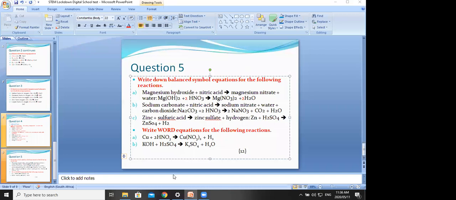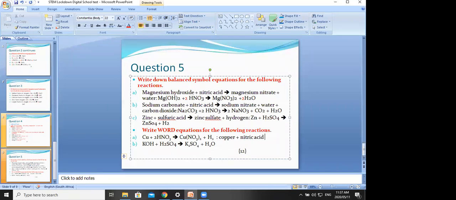Then let us look at the last part of our questions. They said to you, write a word equation for the following reactions. So here you are not balancing, you're not doing anything. You just had to write a word equation. So Cu plus 2HNO3, and then what do we get there? Copper plus nitric acid. How do you write copper? With the Cu. With nitric acid.